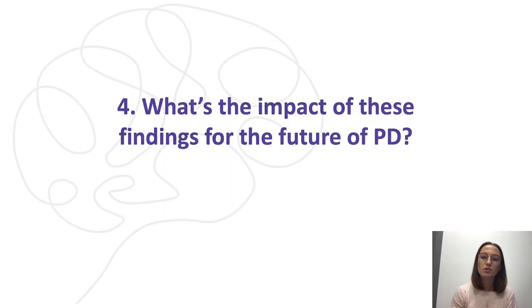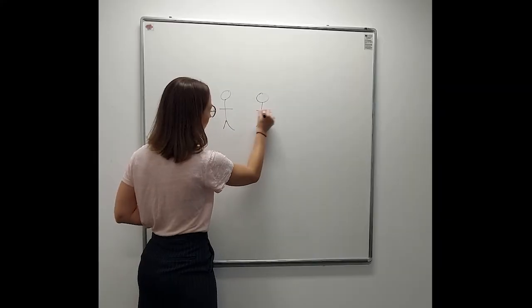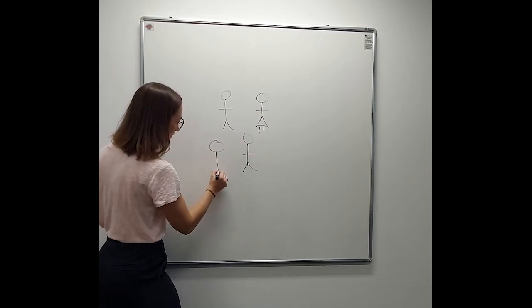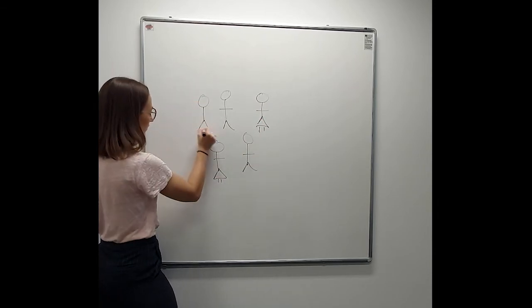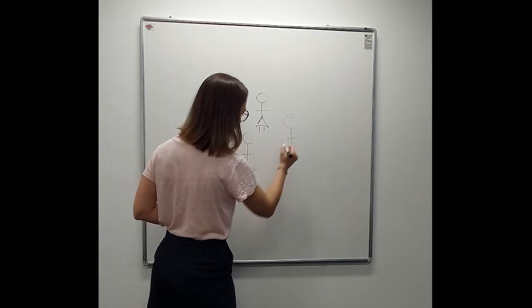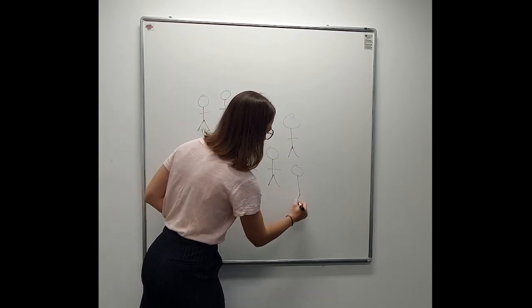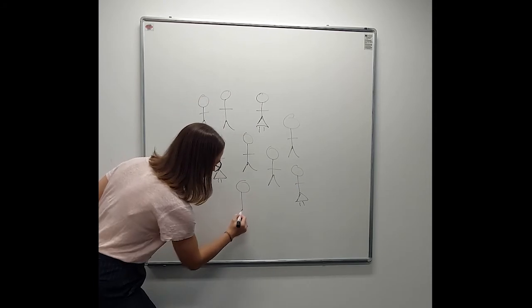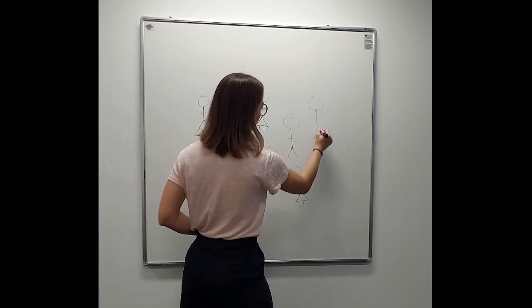So I guess the final question to ask is, what is the real-life impact of these findings for the future of Parkinson's disease? The results presented within this paper provide new potential avenues to consider for the stratification of idiopathic or sporadic Parkinson's patients. And we also identified different pathways which may be considered for future therapeutic targets.